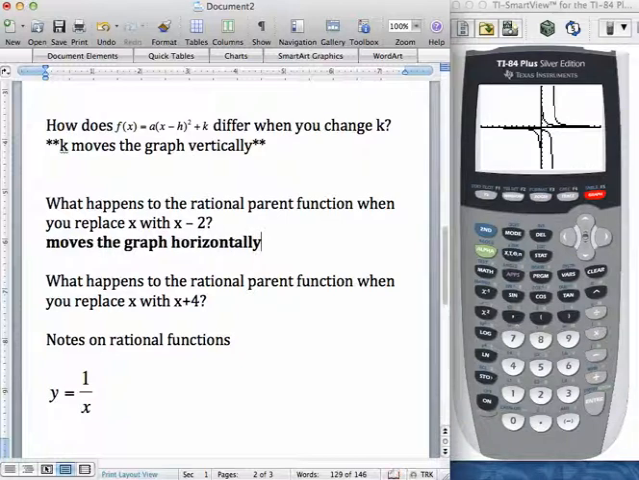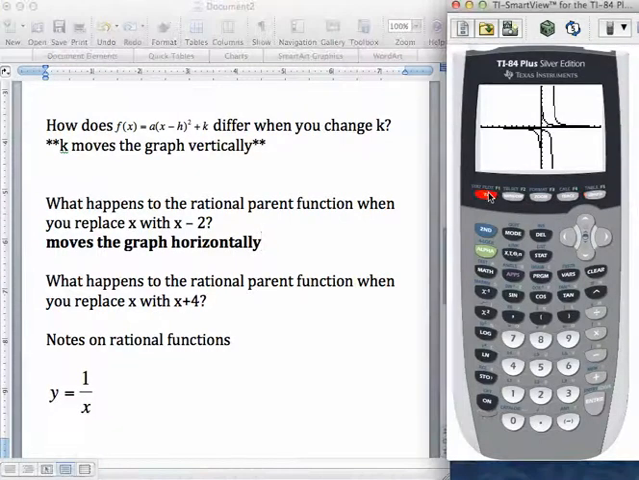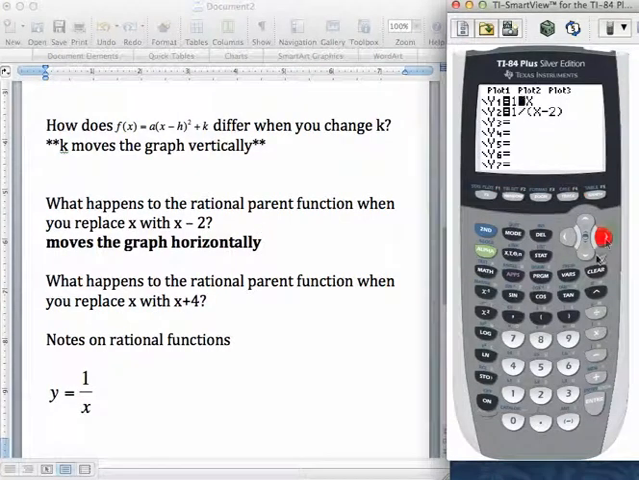So we'll see. So this next one, what happens to the rational parent function when you replace x with x plus 4? So same thing. We do that and we put x plus 4. Plus 4. There we go. We go to graph.